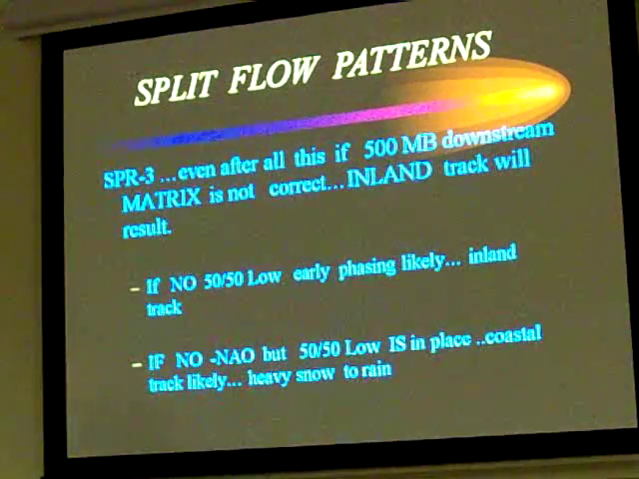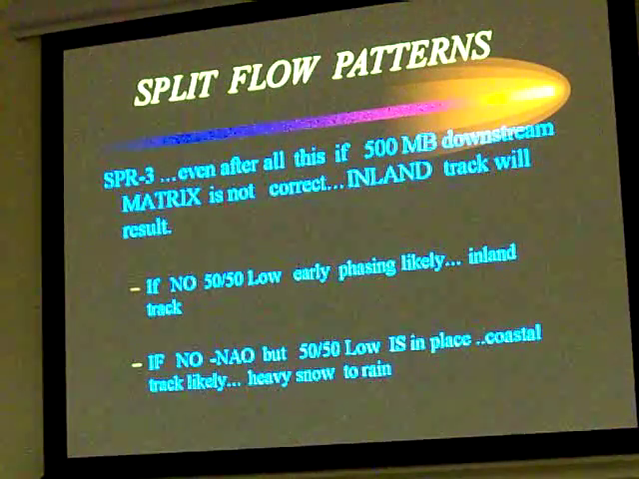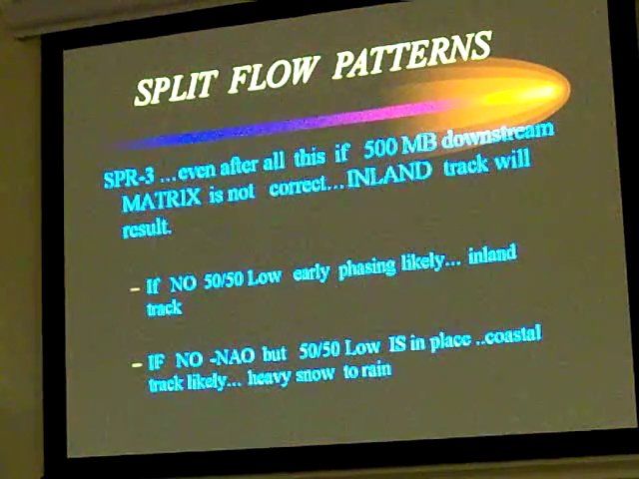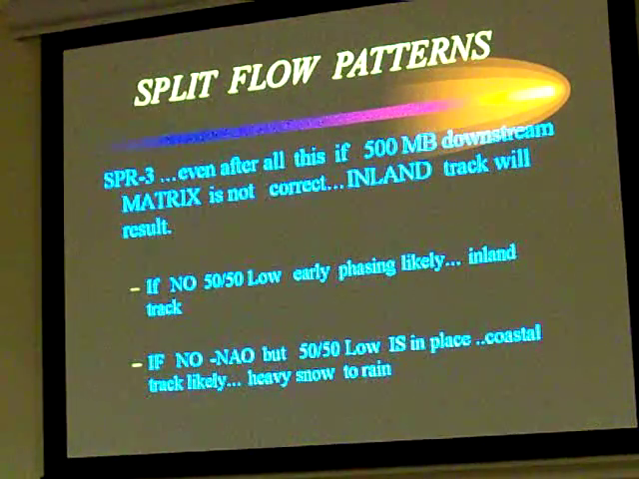If there's no 50-50 low, you're likely to get your phasing early, you're likely to get an inland track. And if there's no negative NAO, but you do have a 50-50 low in place, then you've got a coastal track, which will mean heavy snow going over to rain. That's your tendency for that sort of thing.